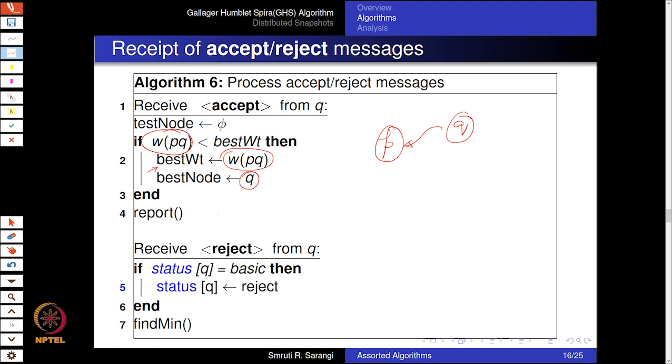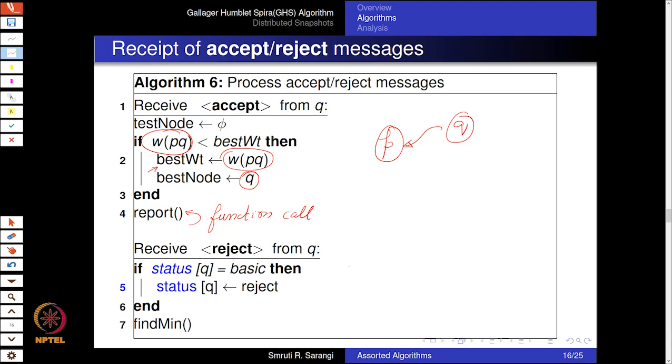So what I report is that, look, I have found something, and as far as I am concerned, my best neighbor is Q, and report, mind you, is not a message to another node, it's just a function call. Right, so it's just an internal function call. It is not a message, and the internal function call will be able to see these internal variables.